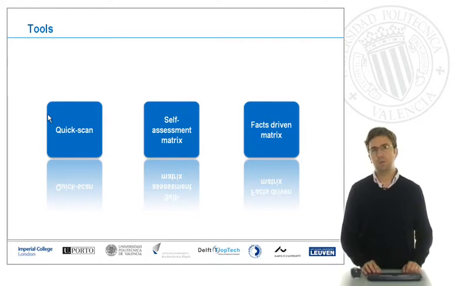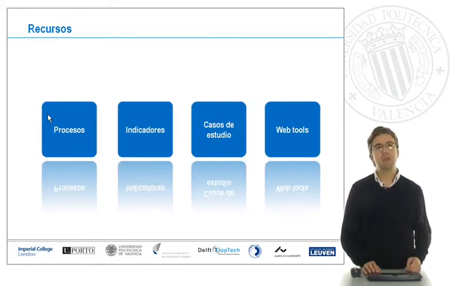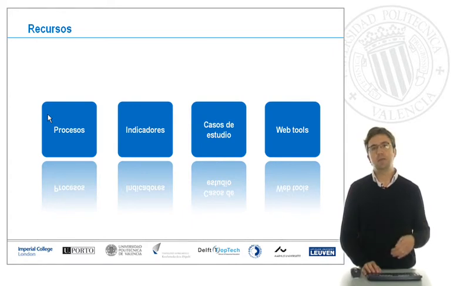So this framework will contain 3 different tools: the quick scan, the self-assessment matrix, and the facts-driven matrix, and different resources that will help you to improve your use of the different tools, like processes, indicators, case studies, and web tools. Processes will provide you a good starting point to compare with other institutions and to have a first idea of what type of processes are really necessary on continuing education.